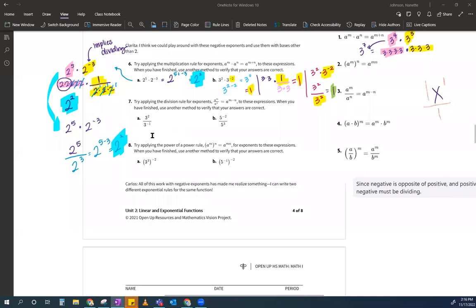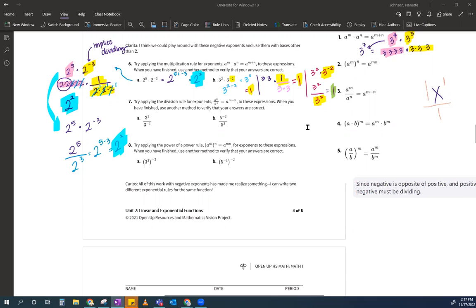Okay, so here we go. So you all did this. I saw a couple of you have already the right answer. There's a couple ways to do it. I'm only going to use one way, just so that we can move forward. Okay, so 3 squared divided by 3 to the negative first. Okay, so the 3 squared part right now, I'm just going to leave it alone.